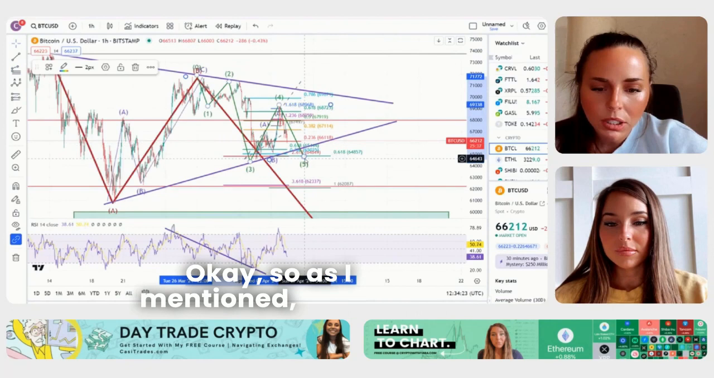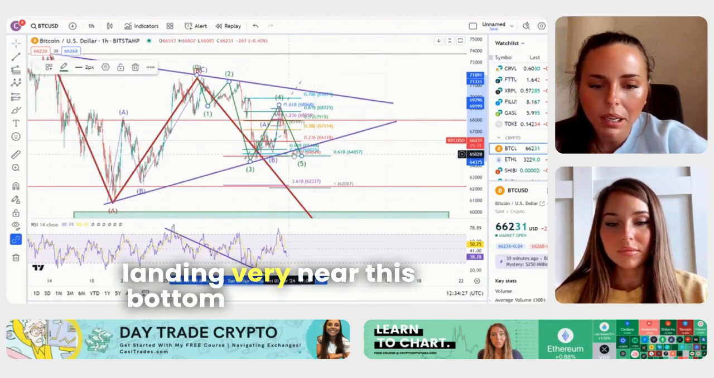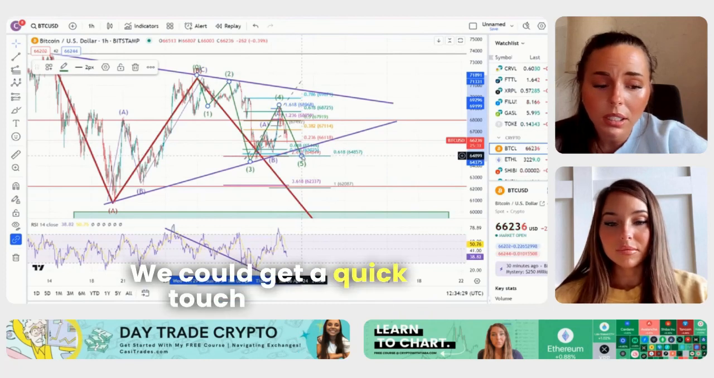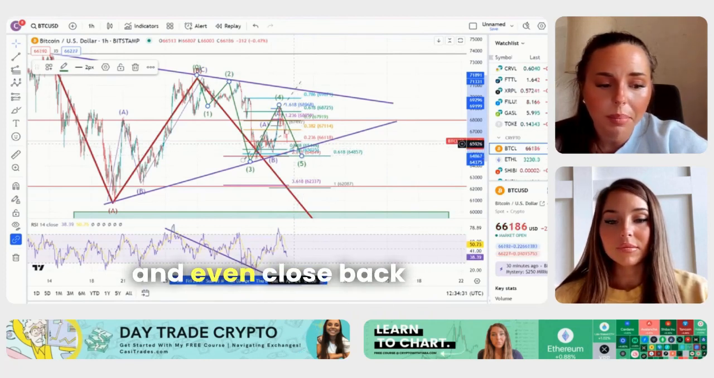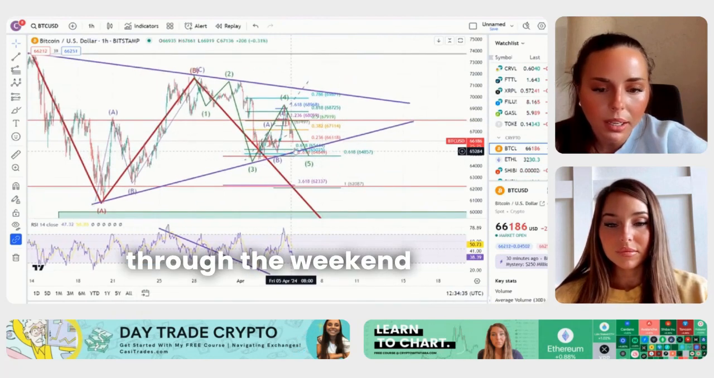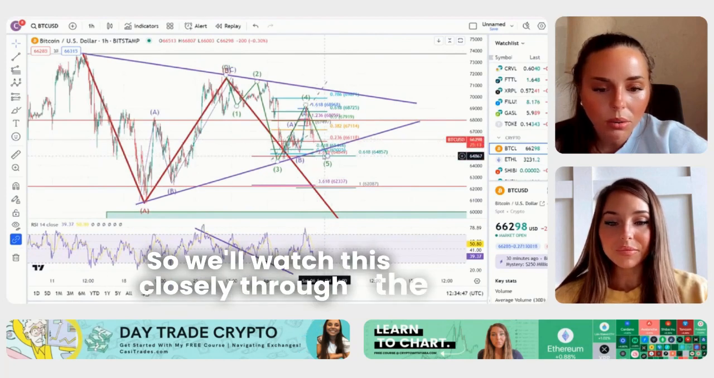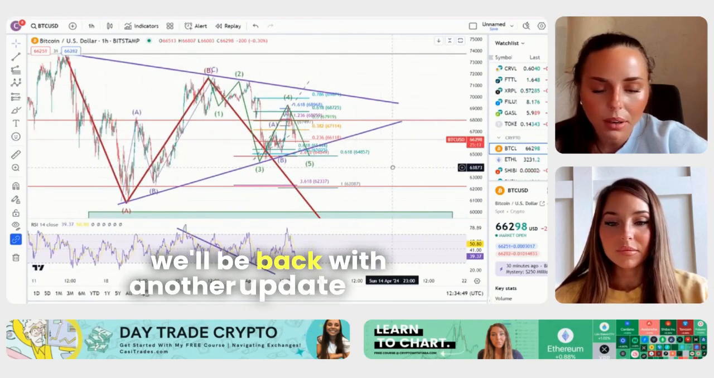Okay, so as I mentioned, the 618 extension for the 5th is landing very near this bottom support here. We could get a quick touch of a wick and even close back above in the triangle. So this is what we're going to be watching through the weekend. Support here at this local 618. So we'll watch this closely through the weekend, and we'll be back with another update later for that.